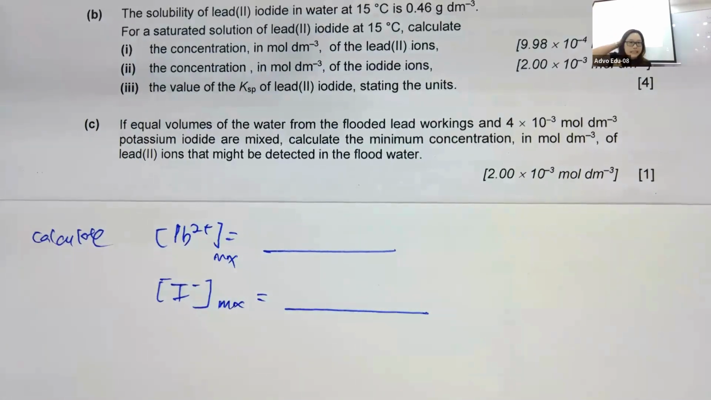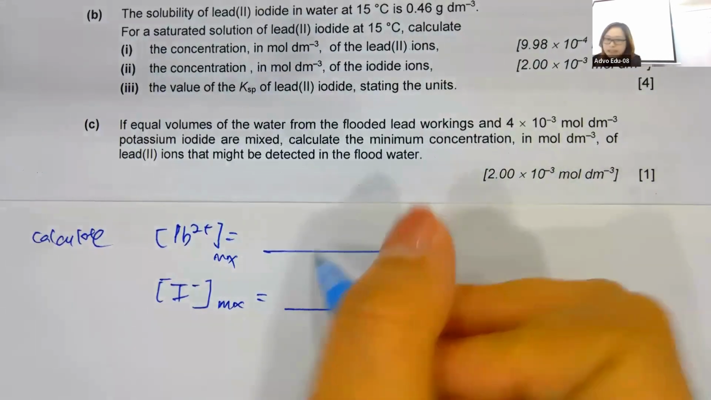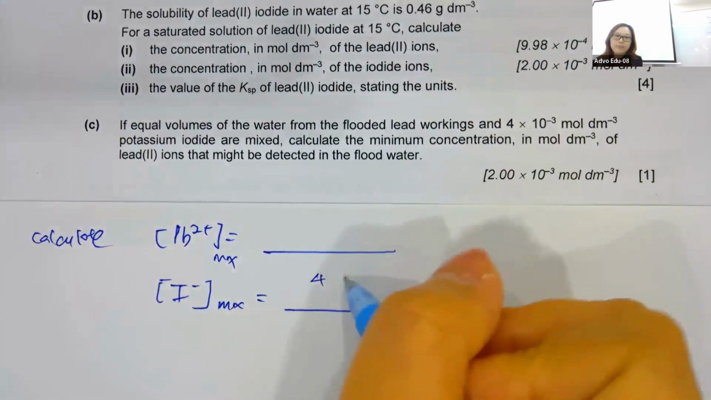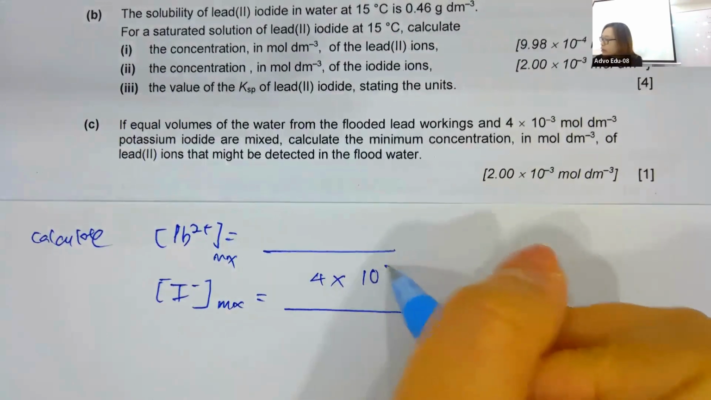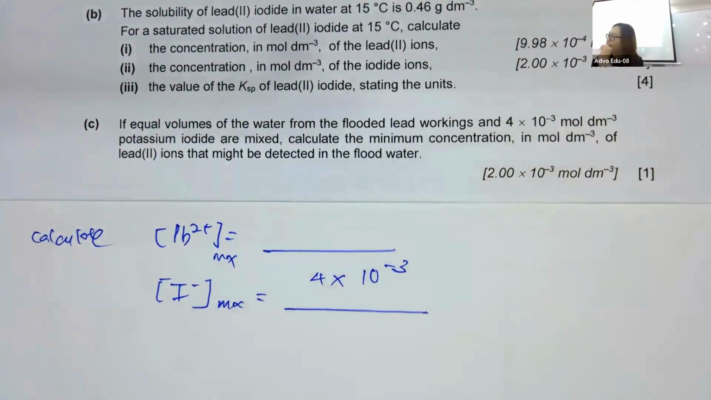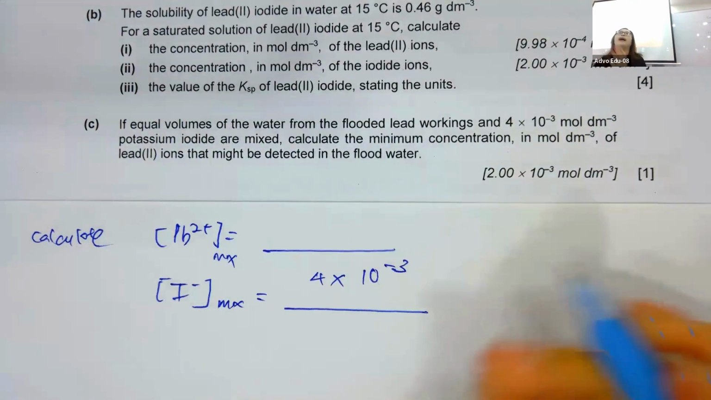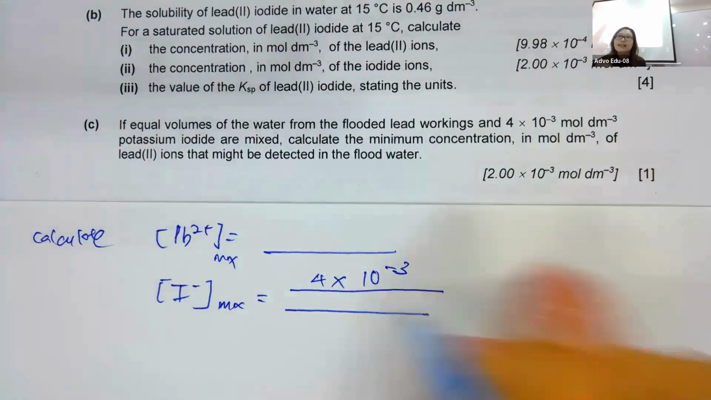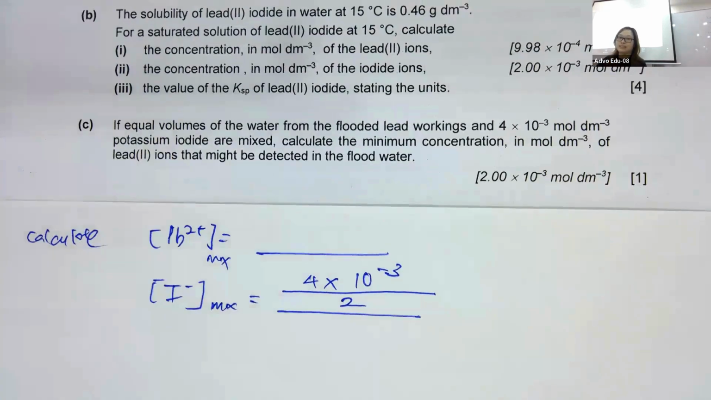Okay. Now in this case here, we have the iodide itself, which is 4 times 10 power minus 3, right? But because equal volume, I know the resultant concentration will be half. Underline, circle, highlight.